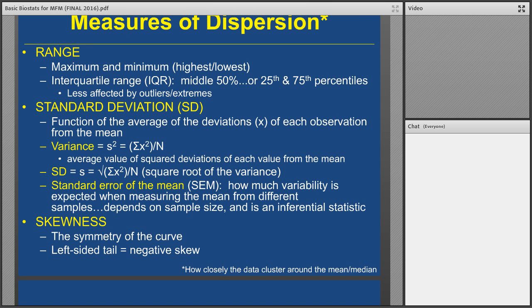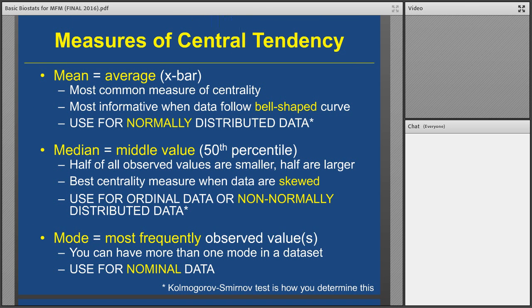And let me just go back a bit, because it's really important, when we're talking about normally and non-normally distributed data, to know the tests that we do to determine this. This would be one of the tests that you do when you are feeding your data through your statistical calculators and trying to figure out what tests to do. The Kolmogorov-Smirnov test, or the KS test, is how you would determine whether something's normally distributed or non-normally distributed.